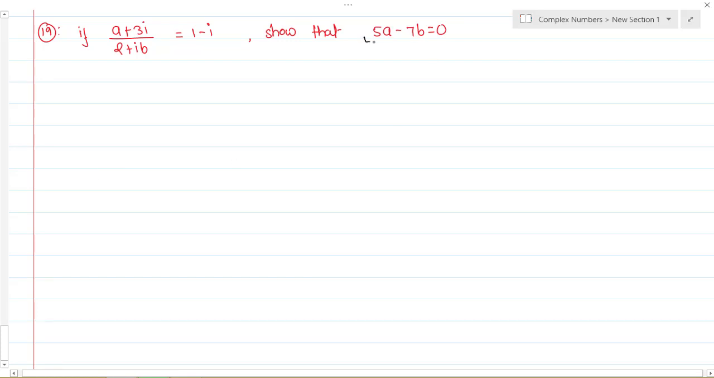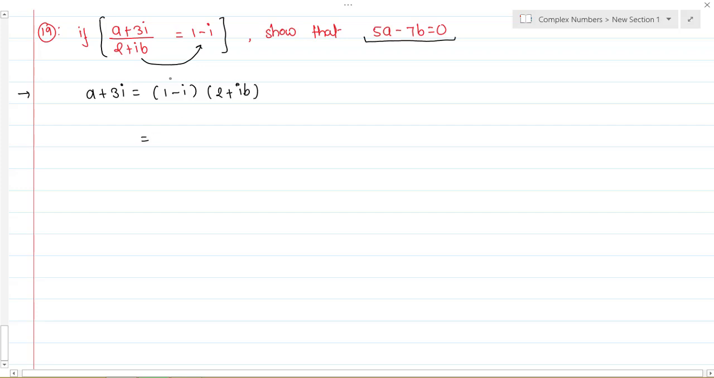Now in the question, if you see, we again do not have any imaginary part, all is in the real part, and it is in terms of a and b. So let's solve this given information. So it is a plus 3i equals, I am taking this 2 plus ib to this side, so it is 1 minus i into 2 plus ib.